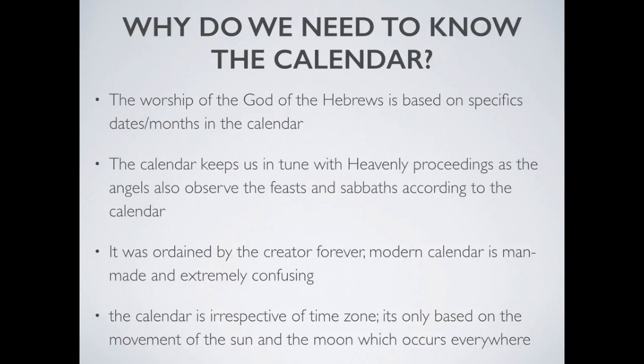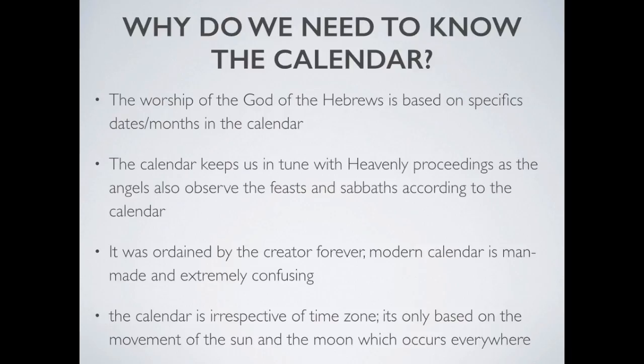Another thing is the calendar also keeps us in tune with the heavenly proceedings. If you read the book of Jubilees chapter 6, it made it very clear that the angels in heaven also observe the feast of the Most High according to this same calendar. As it is done in heaven, so it should be done on the earth. So if you want to do what the angels in heaven are doing in worshiping the Most High, you have to observe this calendar. This is the calendar that was ordained by the Most High forever.